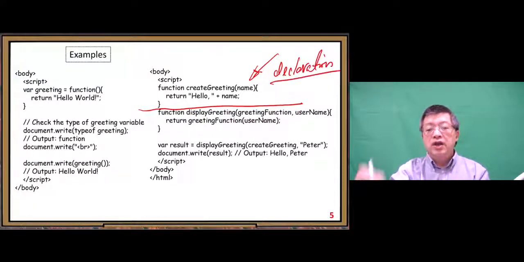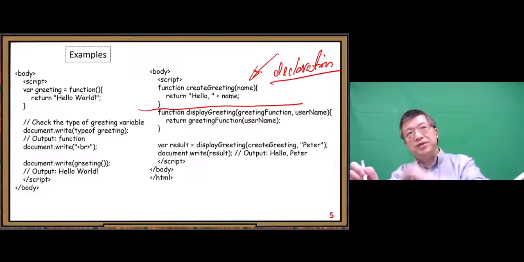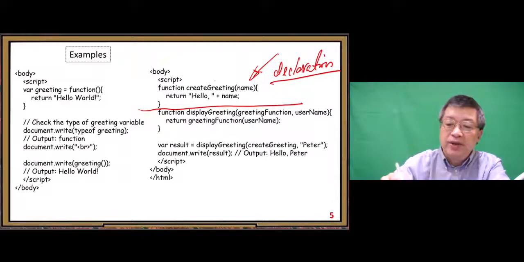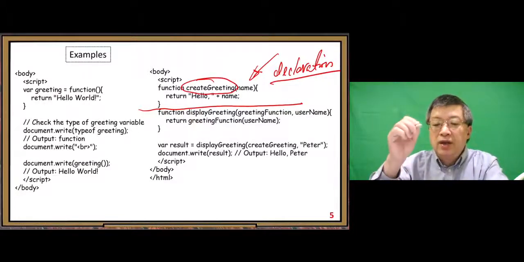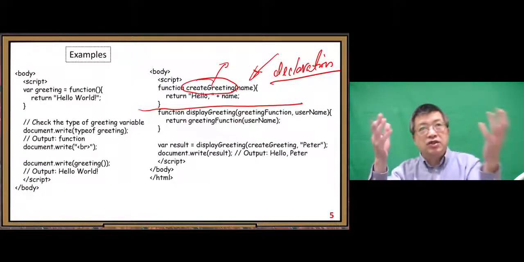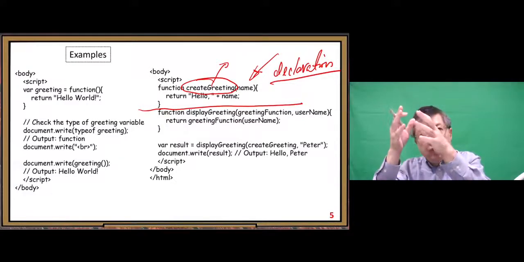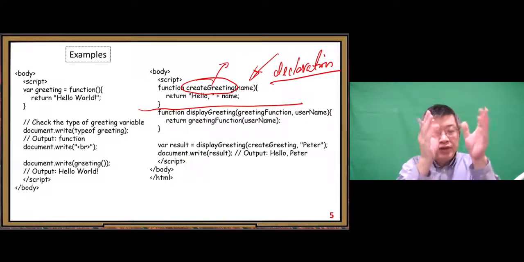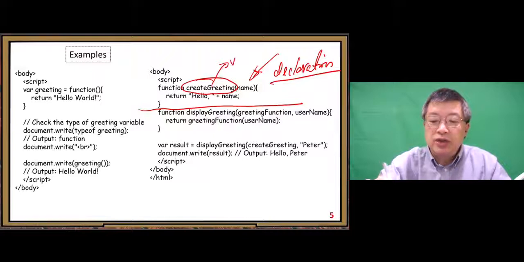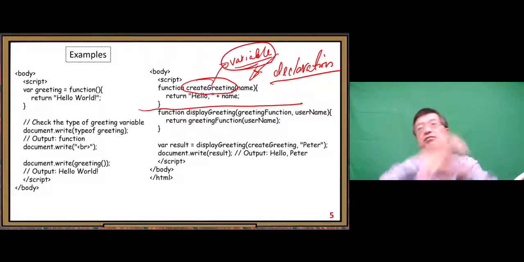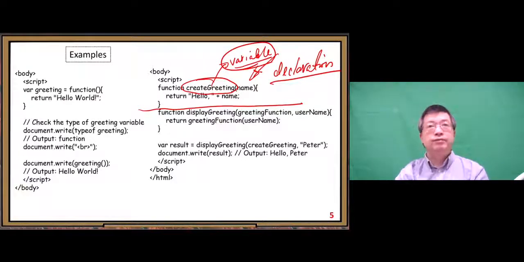All right. So in the declaration way, now we use our new understanding. The name of the function, createGreeting. We treat it as a variable, right? Because after the function is defined, it is treated as an object assigned to this variable. So we treat it as a variable. Right? So we can use it as a variable. Our new view.